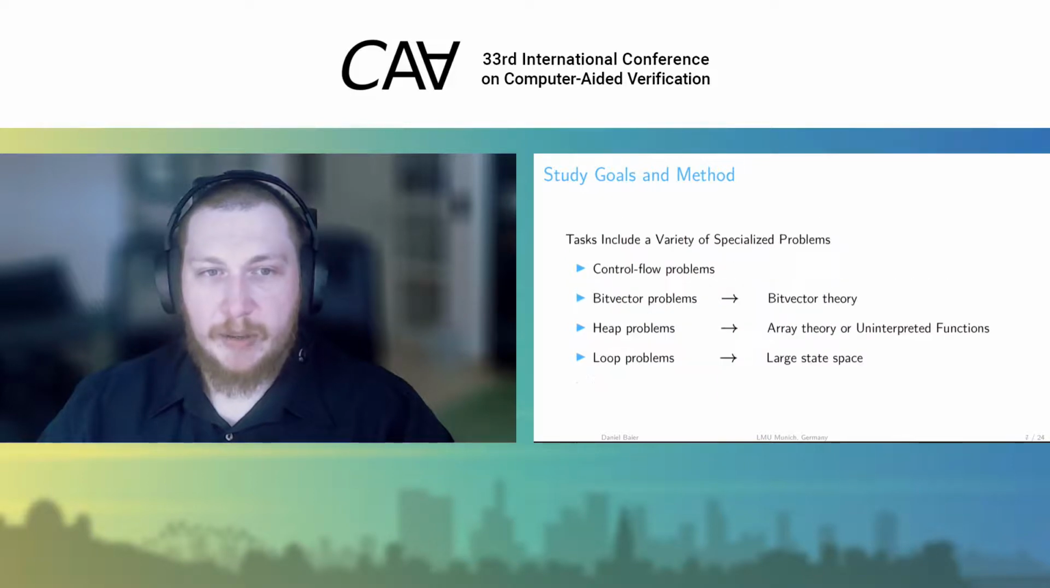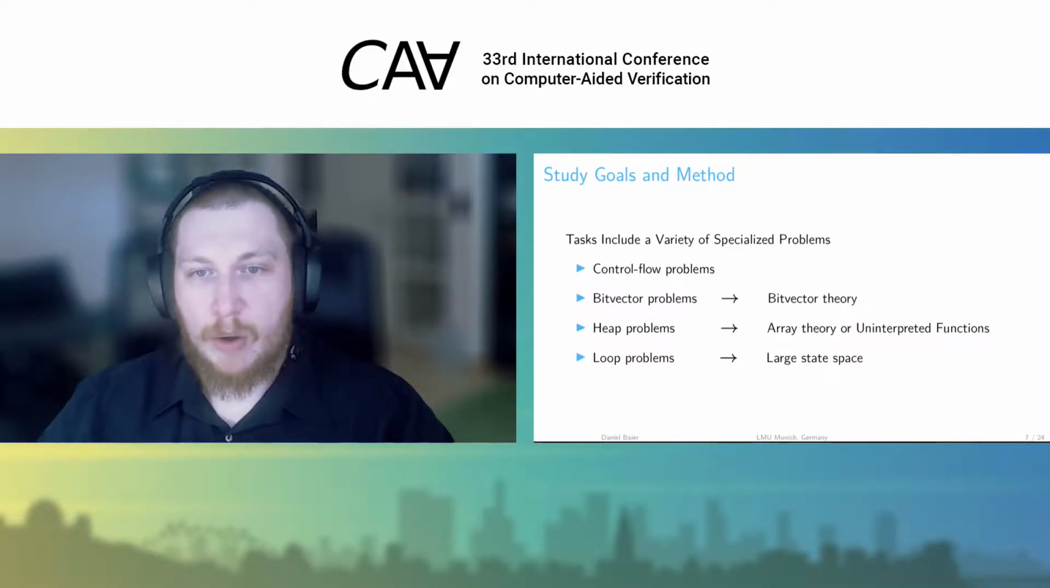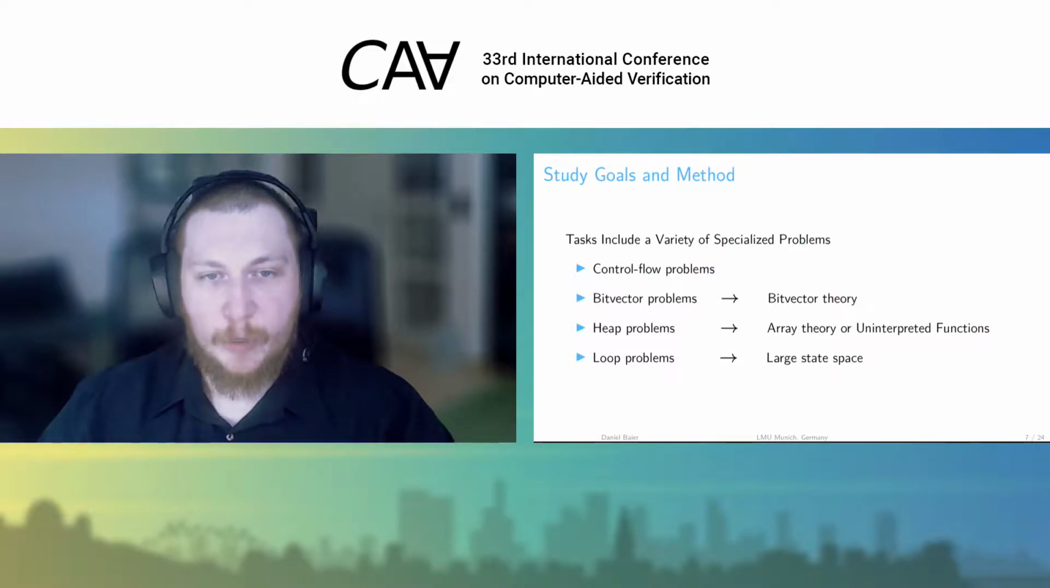For example, control flow problems, as well as problems for bit vectors that need bit vector support in the underlying solver to reason about bit-precise problems. Heap problems, modeling heap memory verification using the theory of arrays or uninterpreted functions in the solvers, as well as loop problems, which tend to generate large state spaces and therefore large SMT queries.